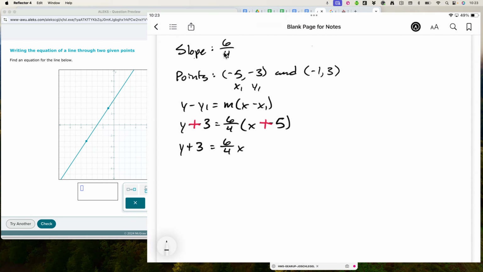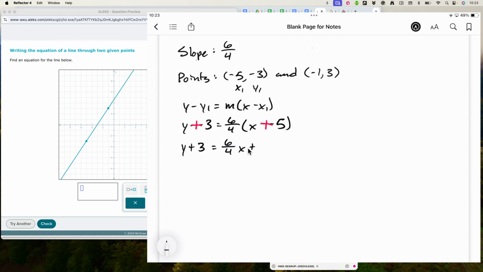So again, we got the slope. We just wrote down the 2 points from the graph. All this information just came from the graph. Point slope form. y1 and x1 go in. Distributive property on the right. 6 times 5 is 30 over 4. Finishing this up, we need to subtract 3.